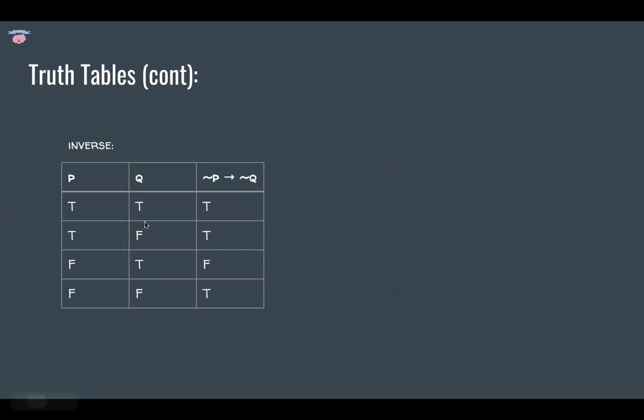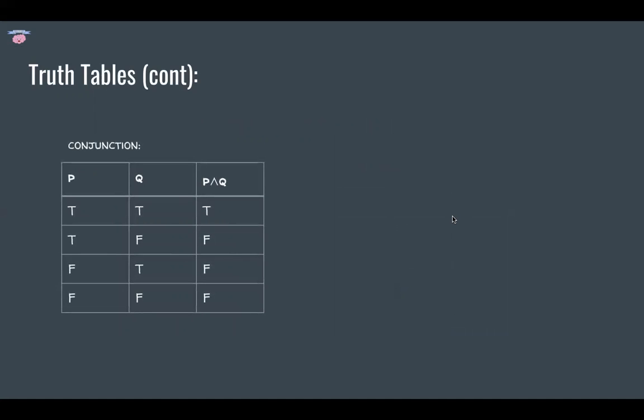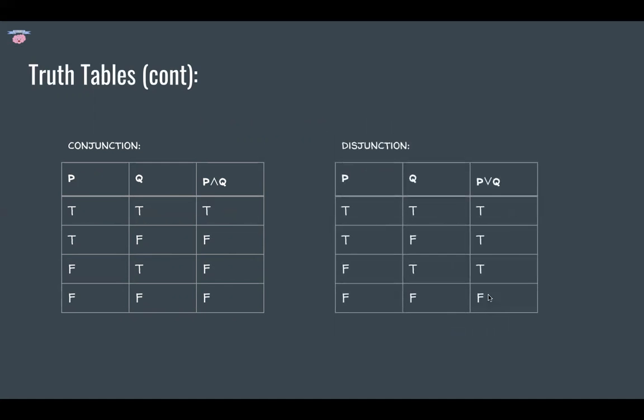Inverse would be the same as converse, like I mentioned. And the contrapositive will be the same as conditional. The conjunction of two statements, however, will be true only if the two statements are true. Disjunction will only be false if both statements are false. I've mentioned these throughout the video, but this is for anyone who wants to pause and just copy these down, just to have them.